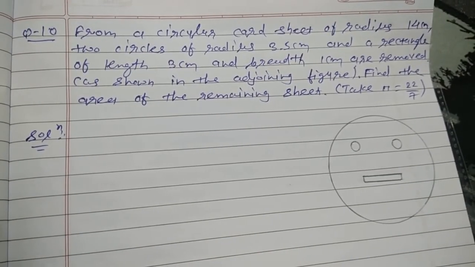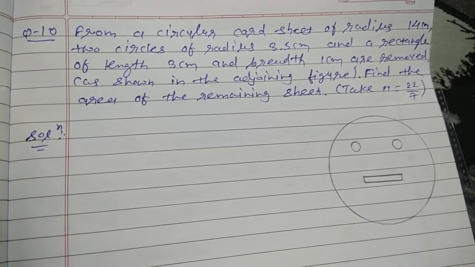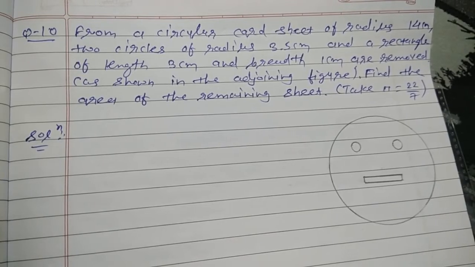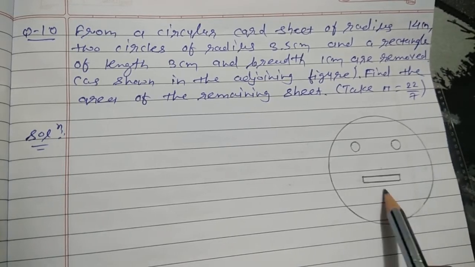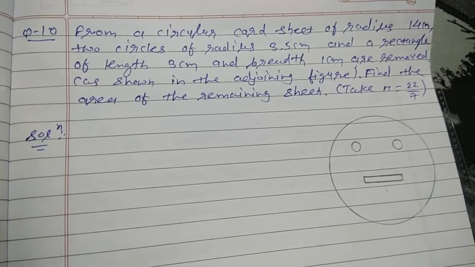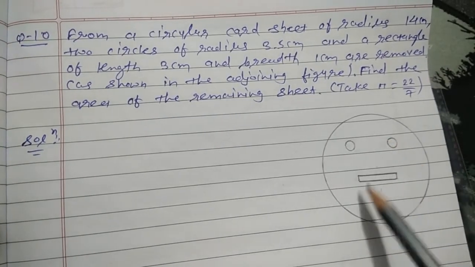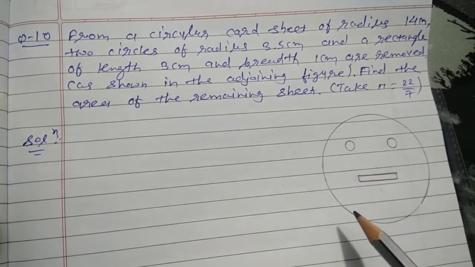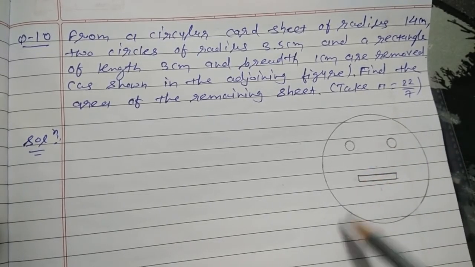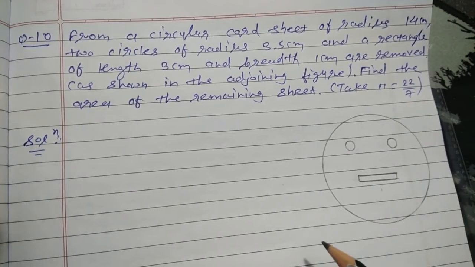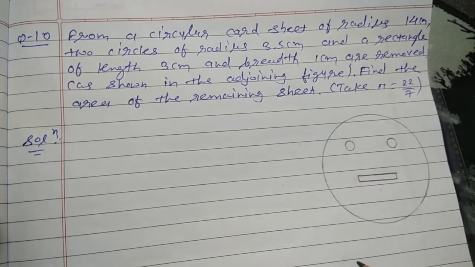Next question number 10. From a circular card sheet of radius 14 cm, two circles of radius 3.5 cm and a rectangle of length 3 cm and breadth 1 cm are removed, as shown in the figure. Figure is given. Find the area of the remaining sheet. Now here the circular card sheet is there having a radius 14 cm. From the circular card sheet, two circles and one rectangle removed. And we have to find the area of the remaining sheet.